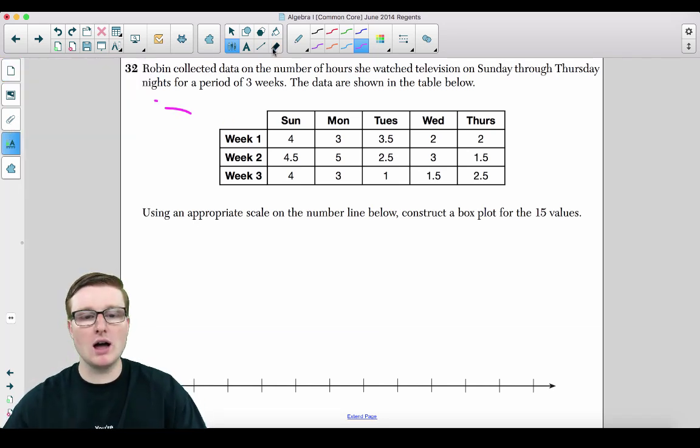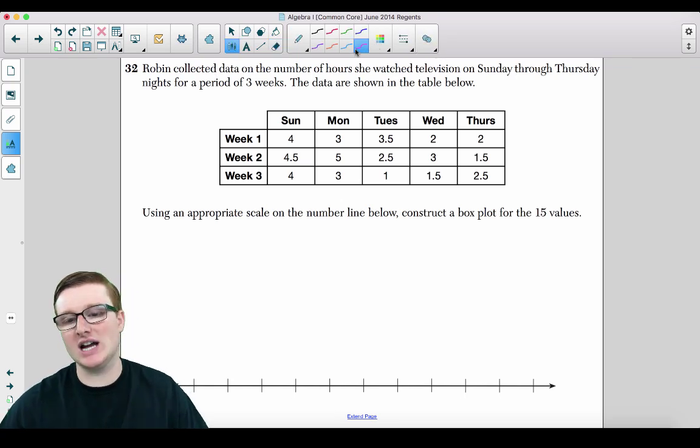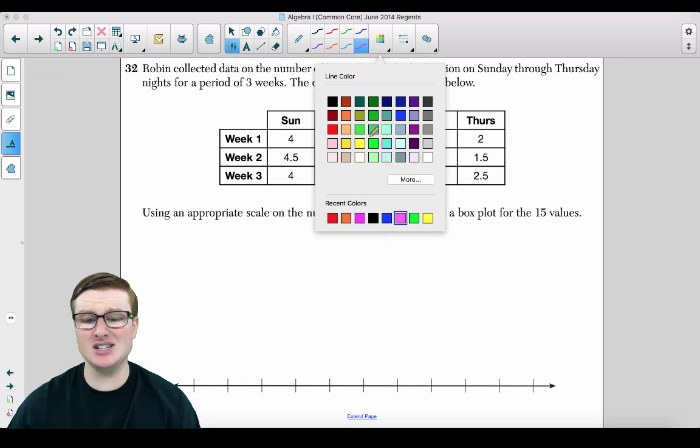So it says Robin collected data on the number of hours she watched television on Sunday through Thursday nights for a period of 3 weeks.